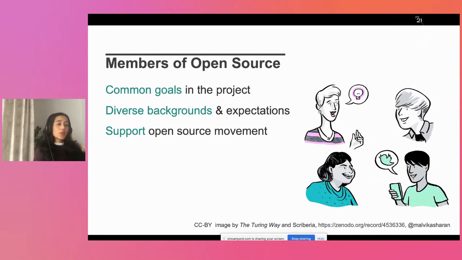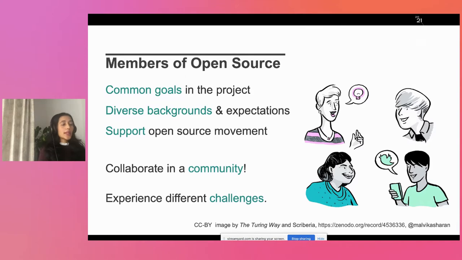A project can have an overarching vision, but each member who joined the project has a personal purpose. These visions and purposes lead them to support the open source movement. As a result, they collaborate in the open source community, and they also experience different challenges based on their personal needs, skills, and backgrounds. They will also face lots of barriers in participation. So we saw two sets of challenges. We know that there are assumptions in the open source community definition, and there are barriers that each member faces.